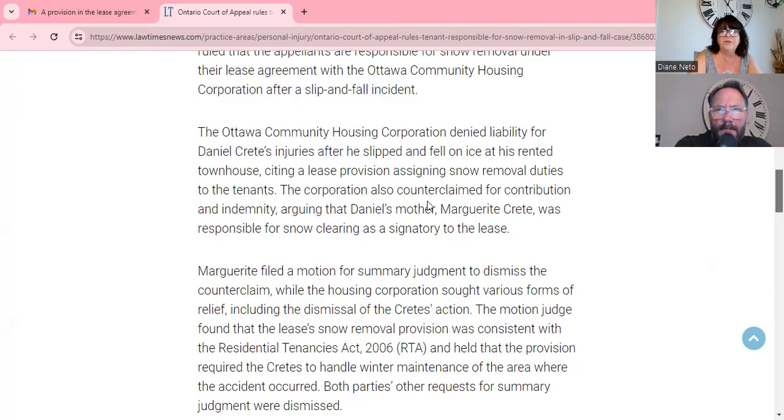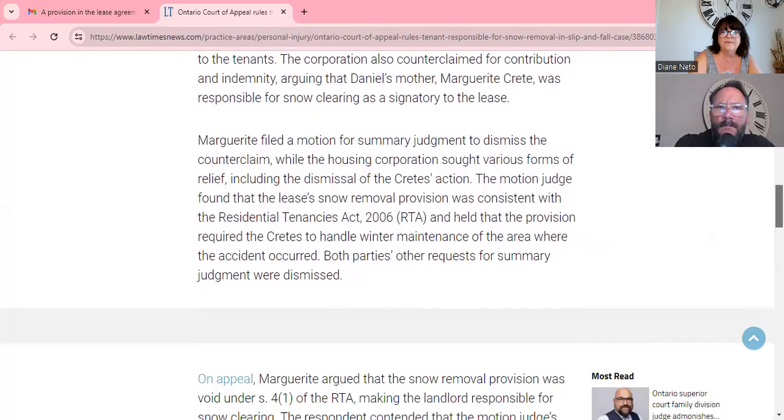The Corporation also counterclaimed for contribution and indemnity, arguing that Daniel's mother, Marguerite Creet, was responsible for snow clearing as a signatory to the lease. What do you mean by she was responsible? She signed, she was a signatory. So when you rent to a guy and his credit isn't good, his mom goes on. So she's just as responsible because she signed. I see. Okay.